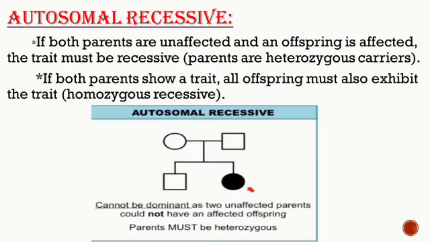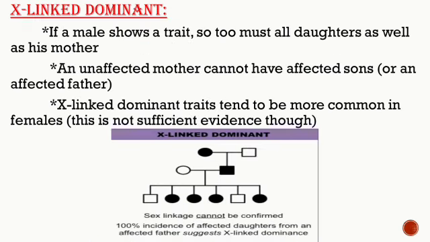Autosomal recessive. If both parents are unaffected and an offspring is affected, the trait must be recessive. Parents are heterozygous carriers. If both parents show a trait, all offspring must also exhibit the trait, homozygous recessive.